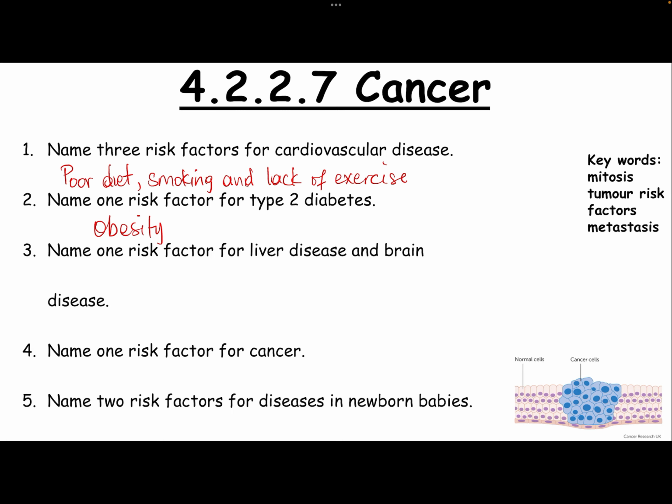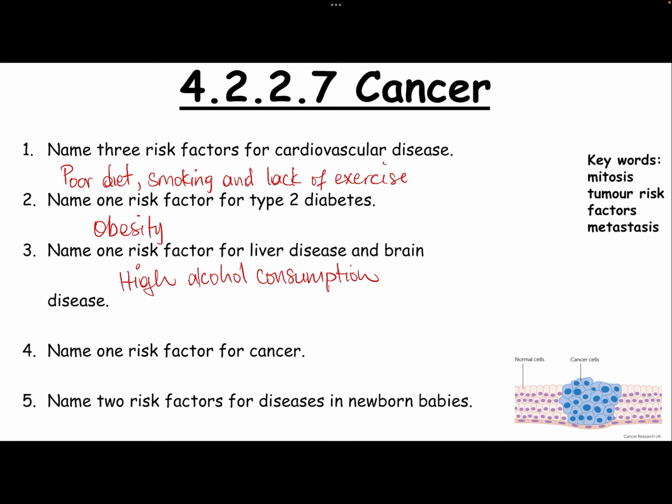Name one risk factor for liver disease and brain disease. So you have high alcohol consumption. So that would be like binge drinking, or alcoholism. So if a person is an alcoholic, then they are at risk of developing disease of the liver. So high alcohol consumption is a risk factor.